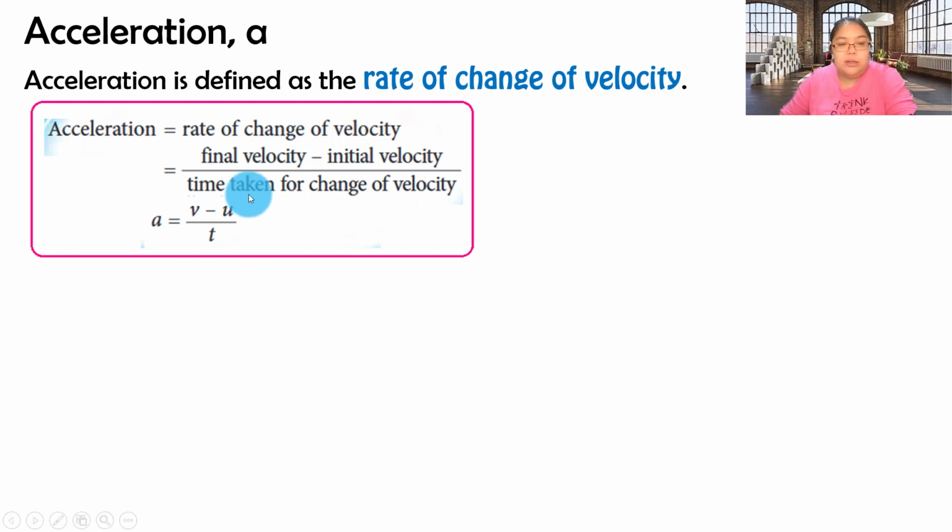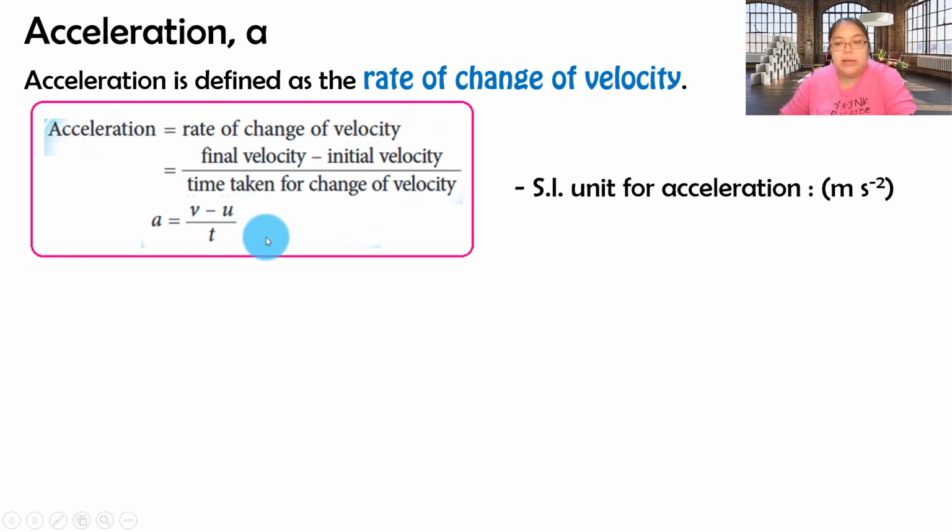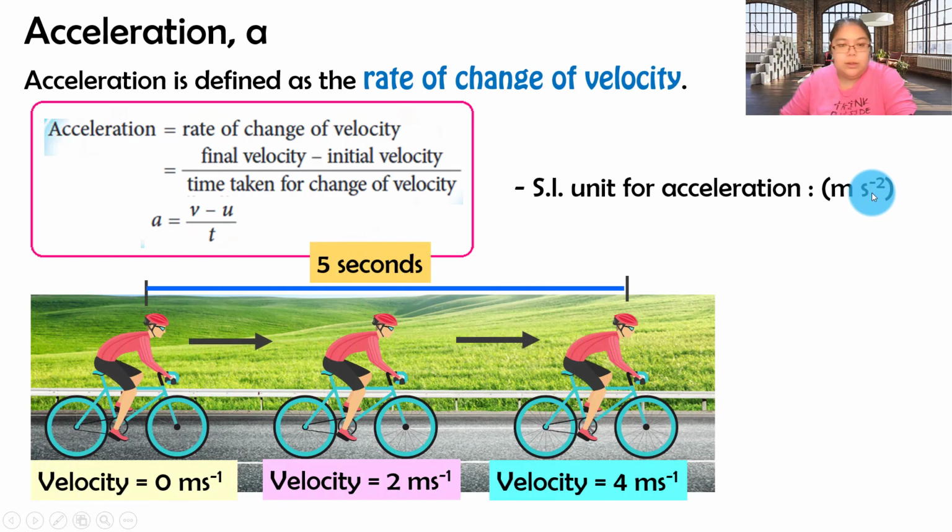Okay, we've got the formula. For acceleration we use the symbol a. Small v stands for final velocity, small u stands for initial velocity, and the time taken we still put t. So the SI unit: because you take velocity over time, and just now velocity is ms-1, you divide by time again, so it becomes ms-2.